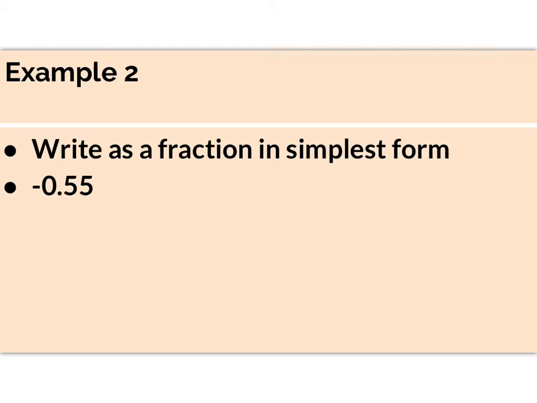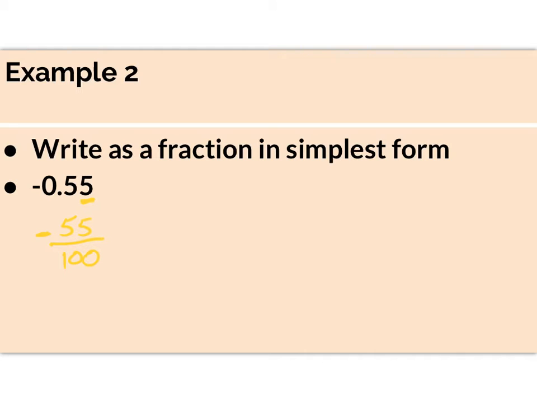Okay, now, how do we write decimals as fractions in simplest form? So now, the reading of this number is negative 55 hundredths. So, if I think about it, I have a negative sign and 55 over 100. 55 hundredths as a decimal looks like this. And that's why it is important to know how to read decimals. The last number in a decimal tells you its place value.